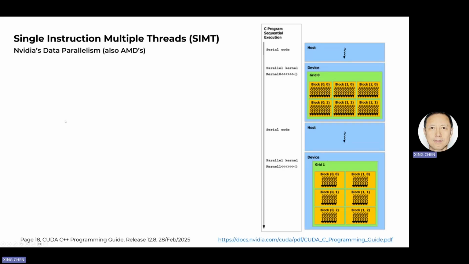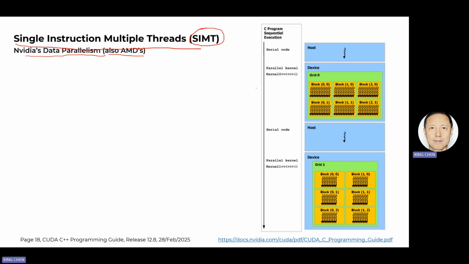Okay, now part two. In part two, we are going to have a look at how we can use GPU to do the computing. The technology used by the GPU to do computing is called single instruction multiple threads, SIMT. This is Nvidia's data parallelism. It's also AMD's data parallelism. It's exactly the same thing.